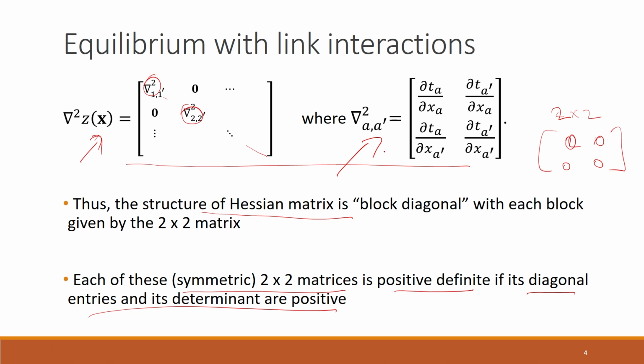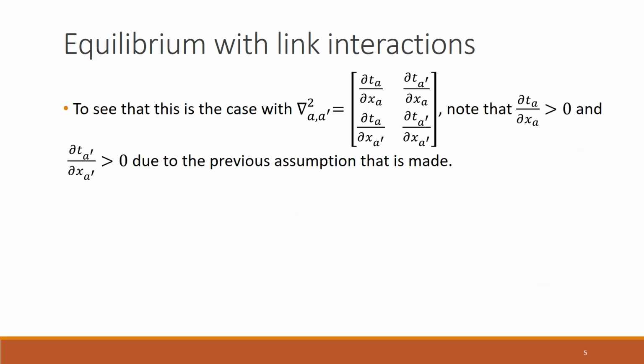So, we are right now talking about these 2 cross 2 matrices here. We can first see that these 2 cross 2 matrices are positive definite, and that also implies the positive definiteness of the large Hessian matrix. So, to see that this block matrix here, which is 2 cross 2, is positive definite.